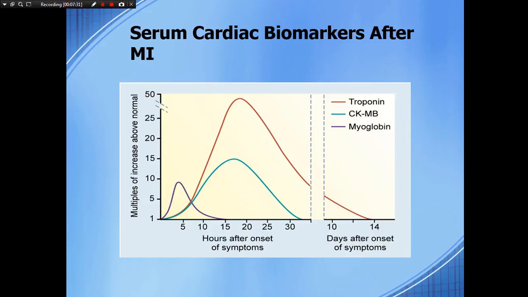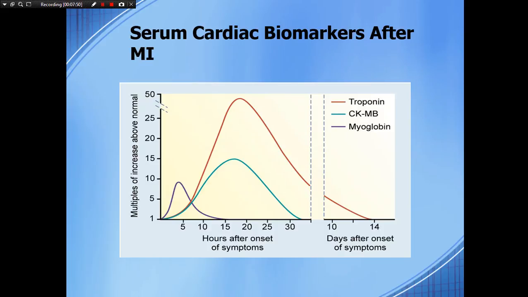Serial cardiac biomarkers, or cardiac enzymes, are drawn over 24 hours, usually every 8 hours times 3. The presence of biomarkers helps to differentiate between a diagnosis of angina and a non-ST elevated MI.